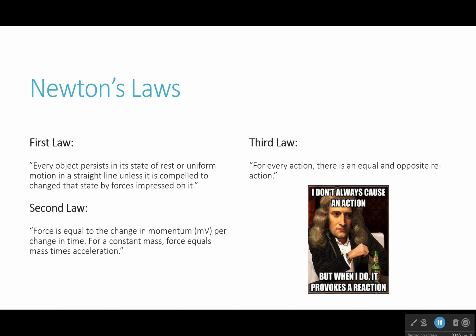And I've always loved this picture. Don't always cause an action, but when I do, it provokes a reaction. Okay, now this is all we're going to talk about in this little mini lecture.